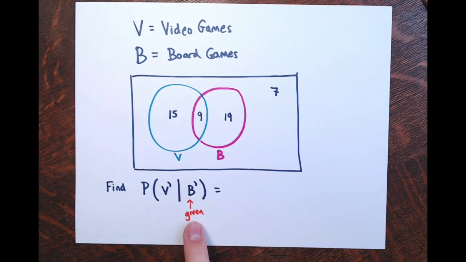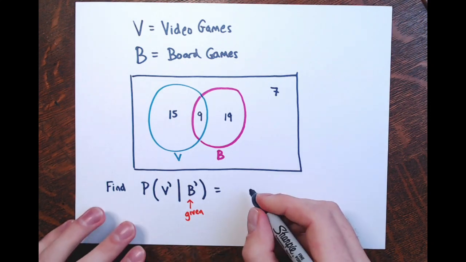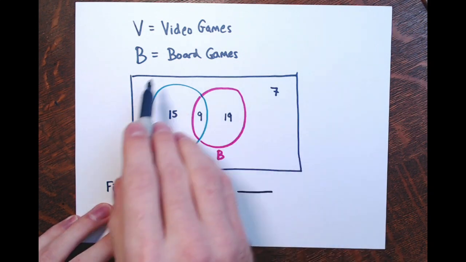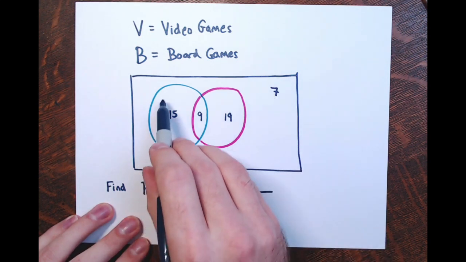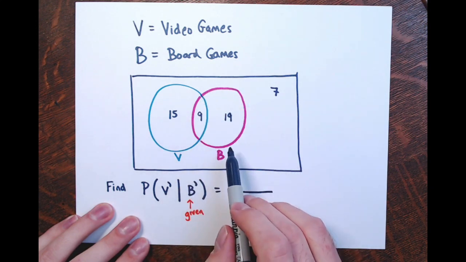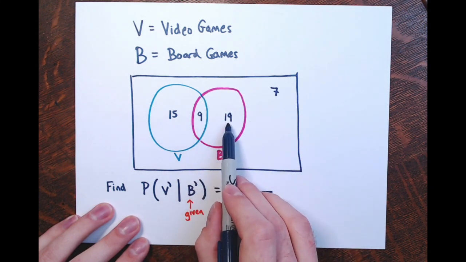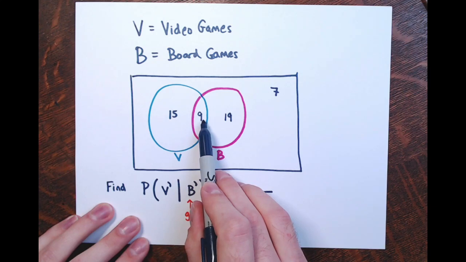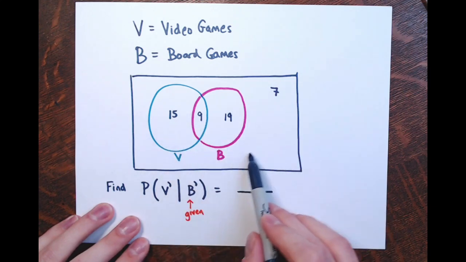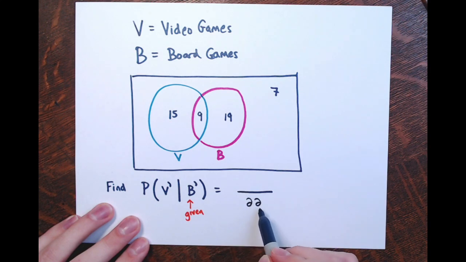So if we're given this, that means our denominator, the students we're looking at, we're not looking at all the students. We're given that the student doesn't play board games. So we're looking at only the students outside the circle for B, the circle for board games. So you see the students that do play board games, there are 28 of those, 19 and 9. There are 28 students that play board games. So the outside of that, 15 and 7, there are 22 students that don't play board games.